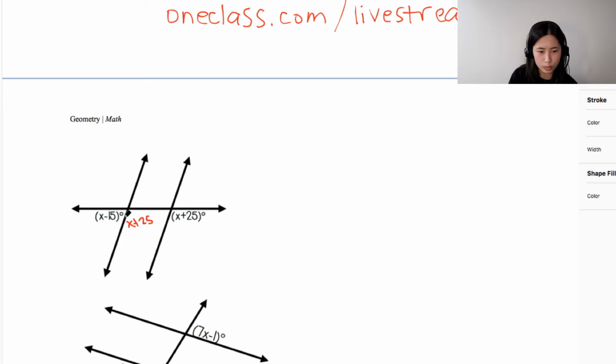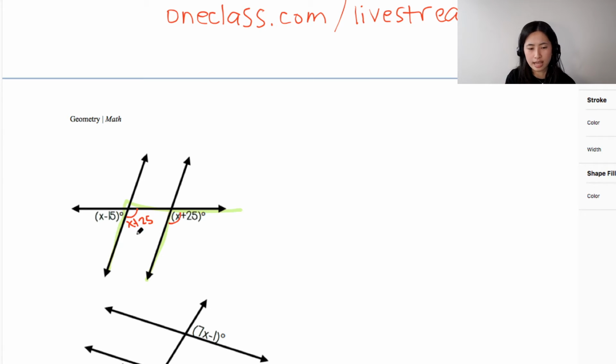Okay, if we had x plus 25 over here, that means they're corresponding angles. So they're on the same side of the transversal, and also, it's this F pattern. I'm not sure if I've talked about that from last class, but basically, if you have an F pattern, that means this side and this side are actually the same. So you can say that x plus 25 here is the same as x plus 25 here.